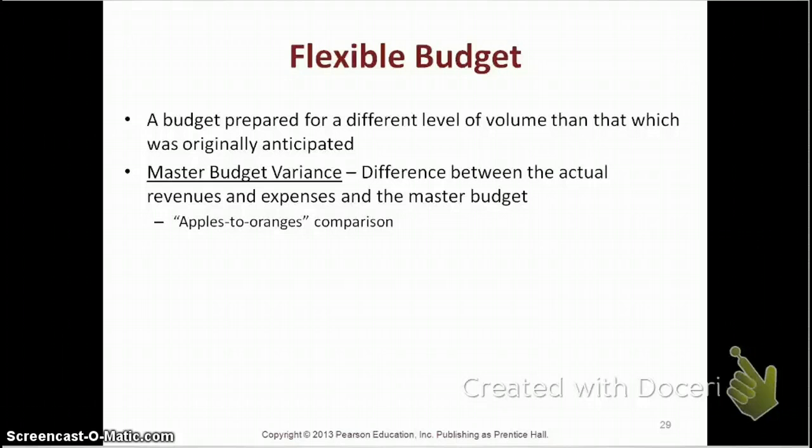A flexible budget is a budget that we prepare for a different level of volume than which it was originally anticipated. The variance that you learned how to calculate before, when you were calculating your responsibility center performance reports, we're actually going to call the master budget variance. The master budget variance is the difference between the actual revenues and expenses and the master budget.